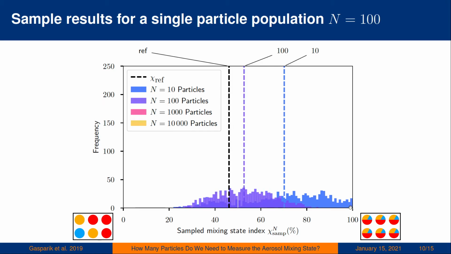So if we increase the number of particles, we would expect the error to decrease, and that's what the case is. When we sample 100 particles 1,000 times, the purple is the distribution that we get. And for 1,000 particles, better yet. So we're starting to really center our distribution around the chi reference point. And then at 10,000 particles, we're very, very close.